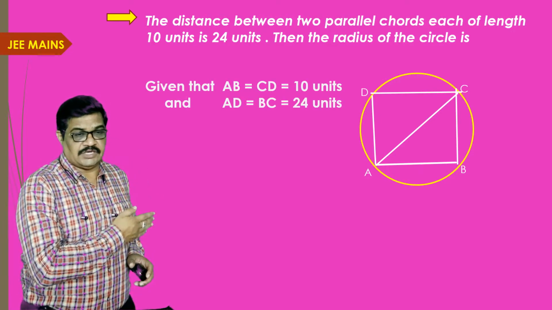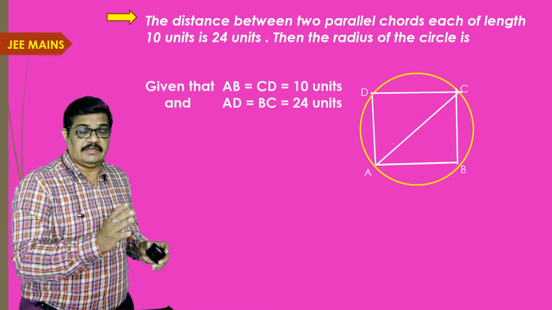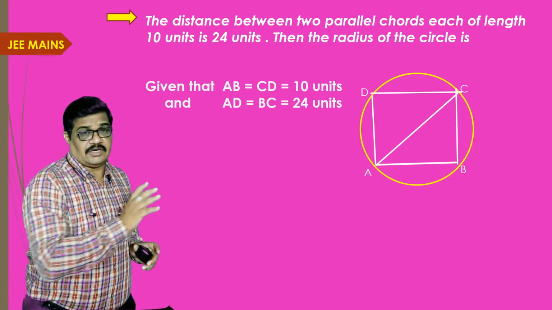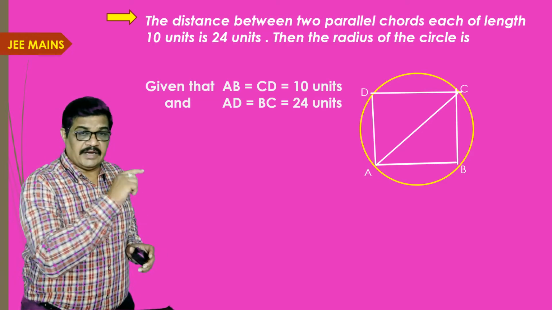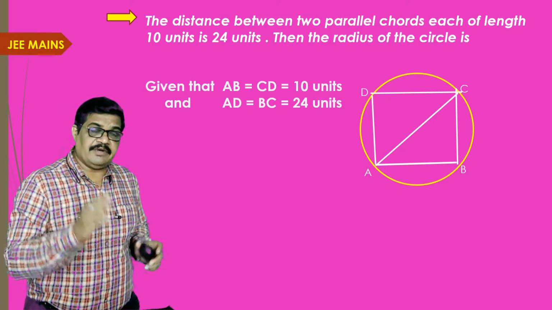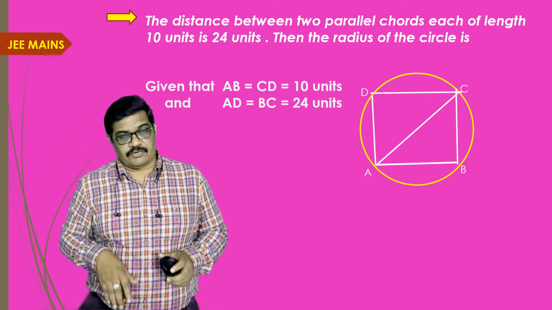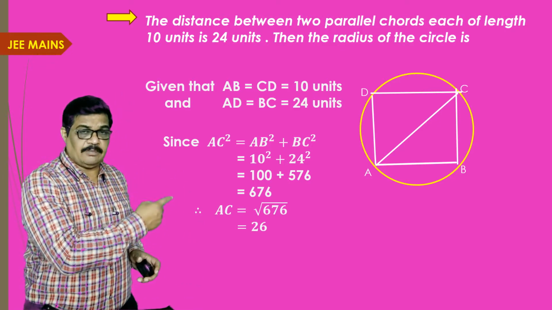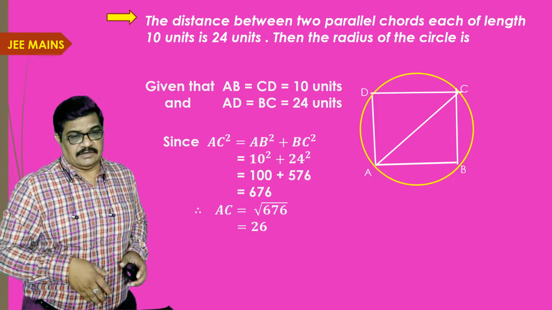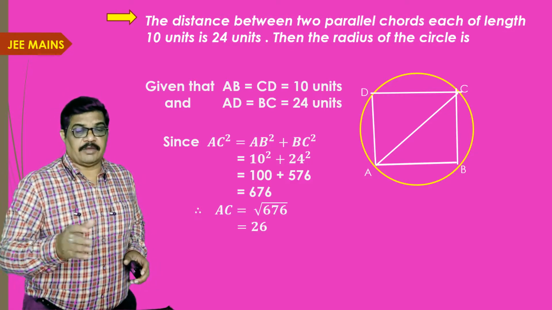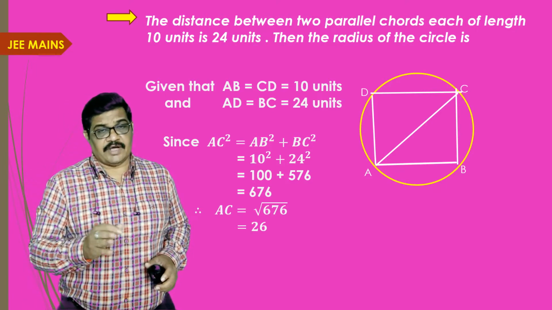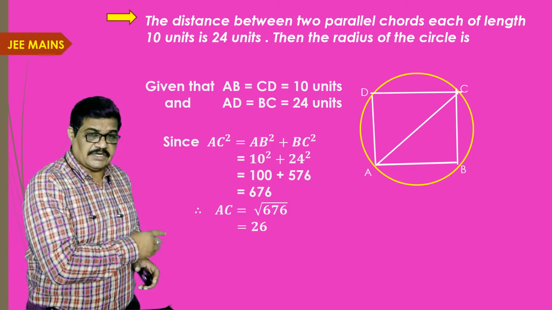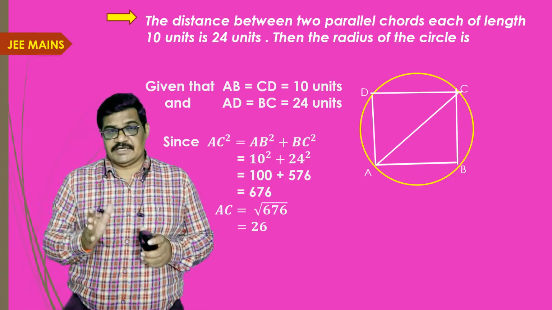Okay. Now see the solution. Given that AB and CD are the two equal chords which are parallel, and the length of the chords is 10 units. And AD and BC are the distance between these two parallel chords, which is given as 24. Okay. Now from this diagram, AC square is equal to AB square plus BC square. Here AB is 10 and BC is 24. Now 10 square plus 24 square is 100 plus 576, that is 676. Then we get AC is equal to root of 676, that is 26. The length of AC is 26.